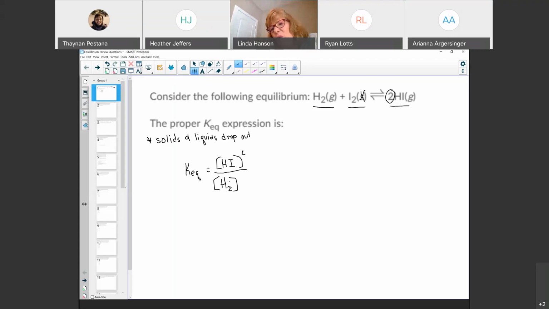So that was a nice simple warm-up, just a friendly reminder that if you're given an equilibrium, we call this a heterogeneous equilibrium, simply meaning that we have different phases of matter. We have gases and solids. Another way to remind yourself is to only include species if you see gases or if you see aqueous. Those are the adjectives that tell you those must be included, and solids and liquids would drop out of that expression. Okay, so a good warm-up.